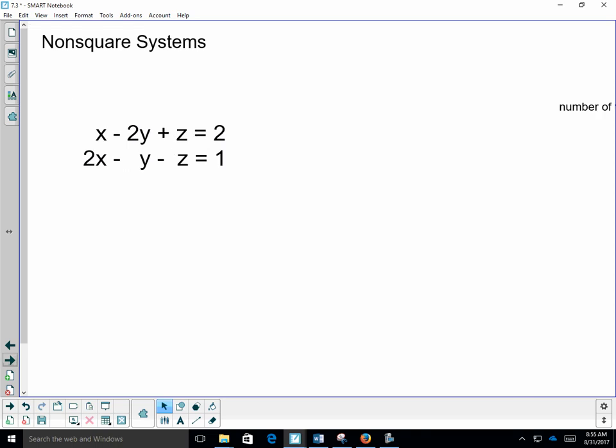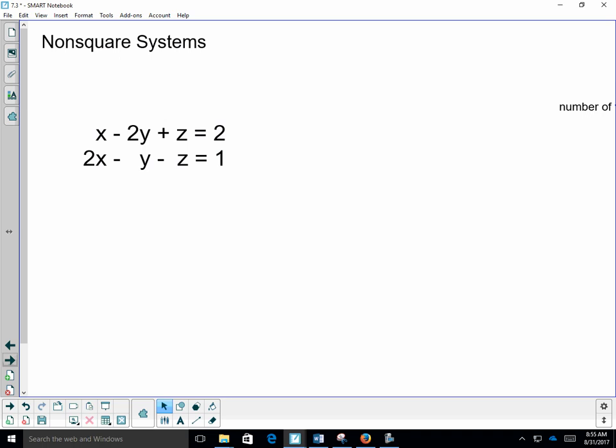All right, so now let's talk about non-square systems. We talked a little bit about square systems and non-square systems before. We said when you have a square system, you have 3 unknowns and 3 equations. In this case, I have 3 unknowns and only 2 equations, which means I cannot solve the system. I cannot find out what x is equal to, what y is equal to, or z is equal to. But what I can do is find out how the variables relate to each other.